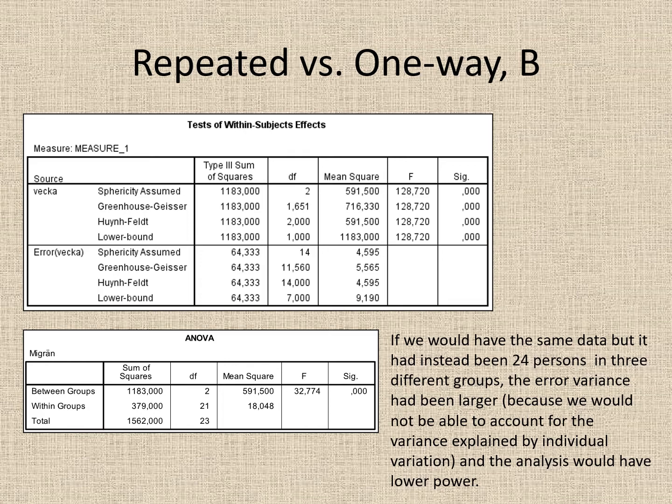Why? Well, it's because here the error variance is 4.6, where here it's 18. Because here the variance that is explained by individual variation is included in the within groups, in the error variance. While here we can calculate it and separate it from the error variance. So we have higher power with the repeated measures design than with the single measurement design.